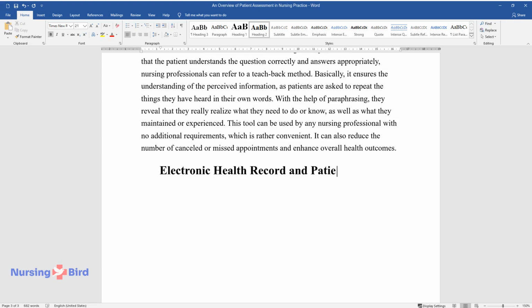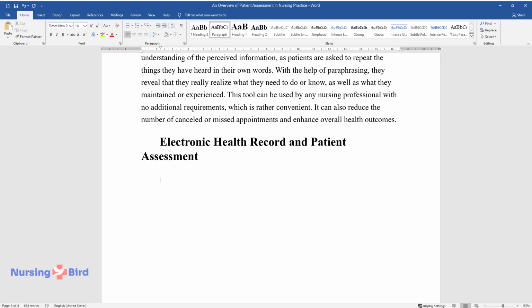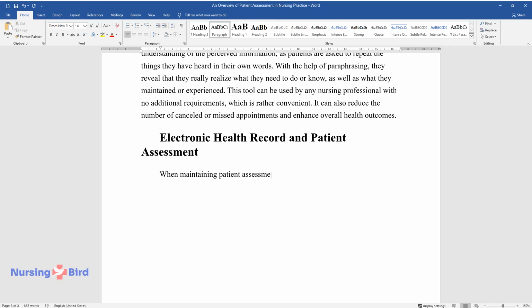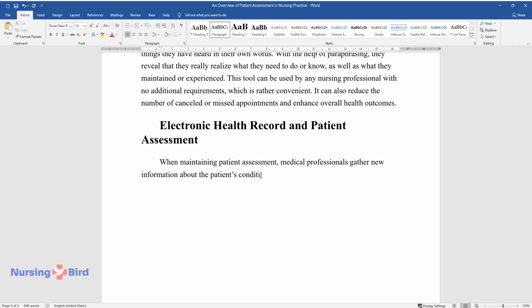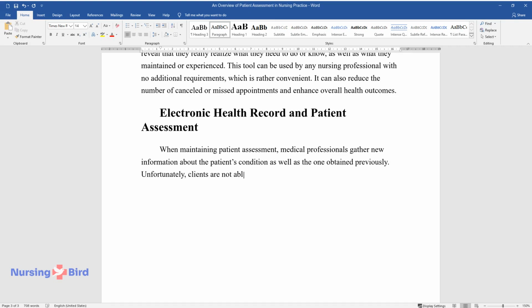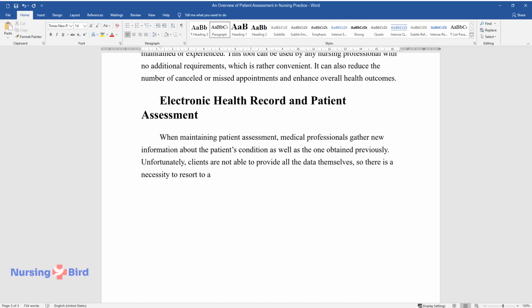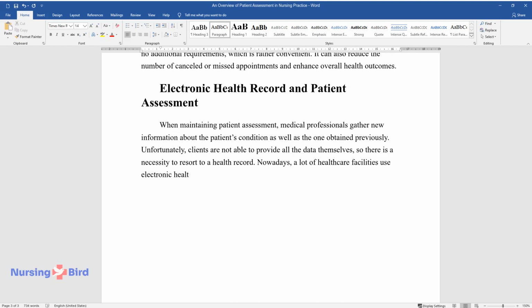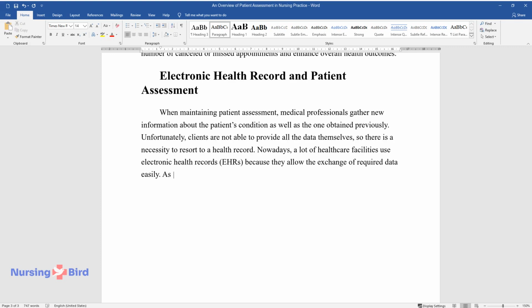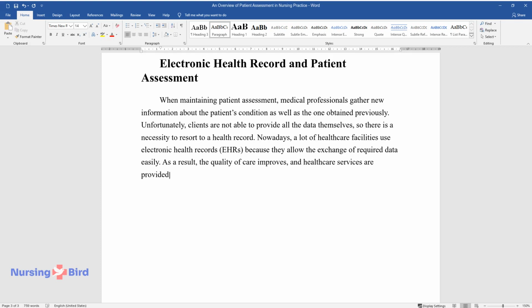Electronic health record and patient assessment. When maintaining patient assessment, medical professionals gather new information about the patient's condition as well as the one obtained previously. Unfortunately, clients are not able to provide all the data themselves, so there is a necessity to resort to a health record. Nowadays, a lot of healthcare facilities use electronic health records, EHRs, because they allow the exchange of required data easily. As a result, the quality of care improves, and healthcare services are provided faster.